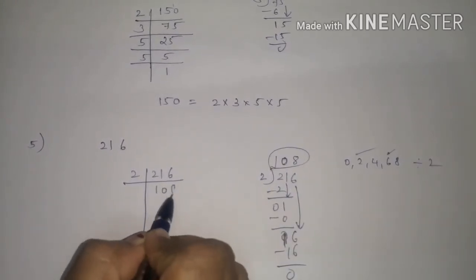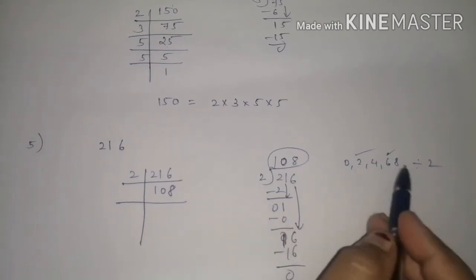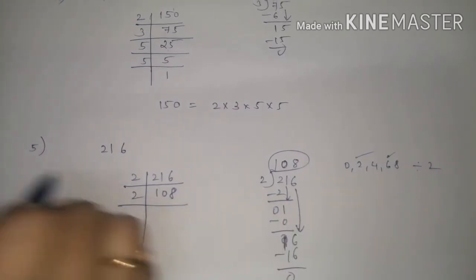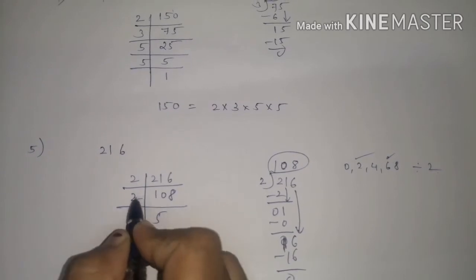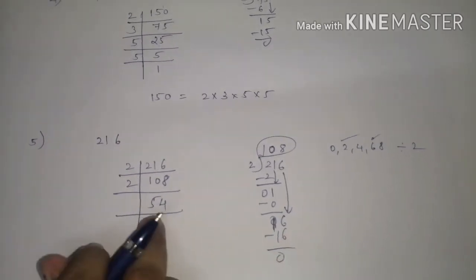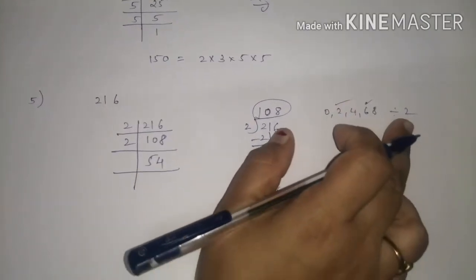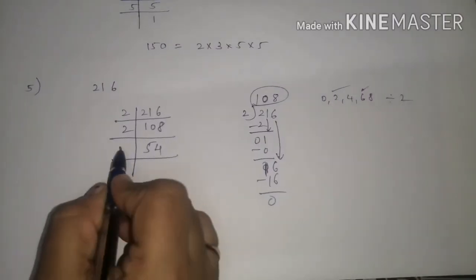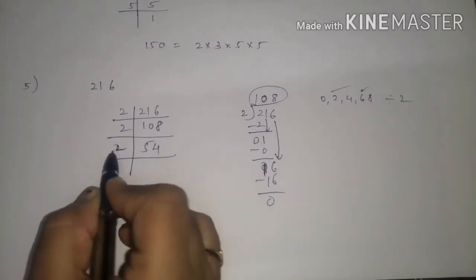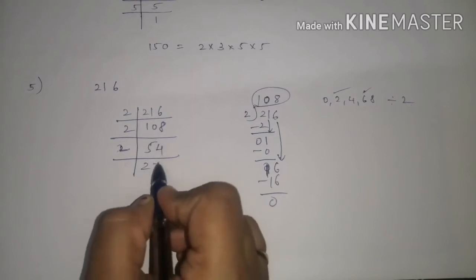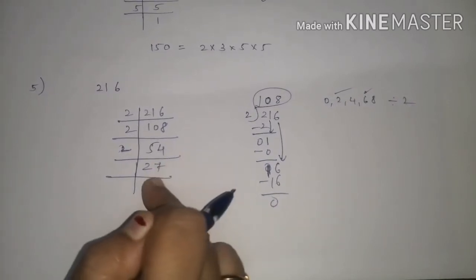So what answer did you get? You have to write it here. Now again the units place is 8, so it will get divided by 2. So divide by 2. 2 fives are 10, 2 fours are 8. Now again the units place is 4, it will get divided by 2. So write 2 here. Divide 54 by 2. 2 twos are 4, 2 sevens are 14. After dividing you will get 27.